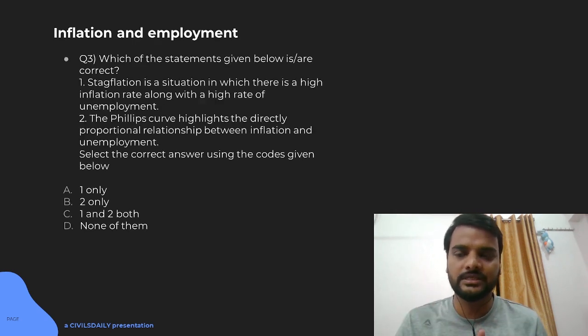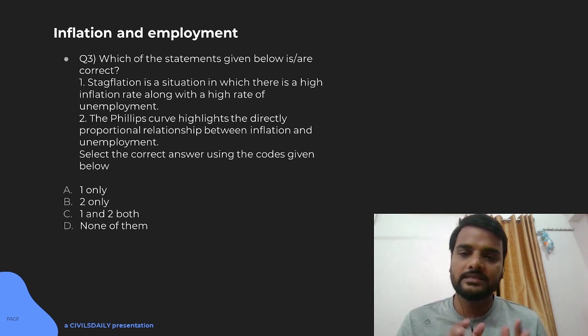Moving on to the next question, it is on the relation between inflation and employment. Consider both statements. Stagflation is a situation in which there is a high inflation rate along with a high rate of unemployment. So this is true. This is presently the situation of India because of lots of unemployment due to structural factors like COVID. Many people have lost their jobs, and very high inflation is also going on. So we have the situation of stagflation.